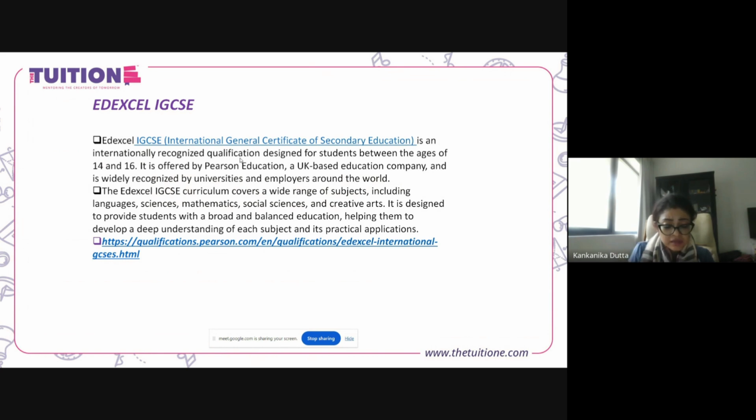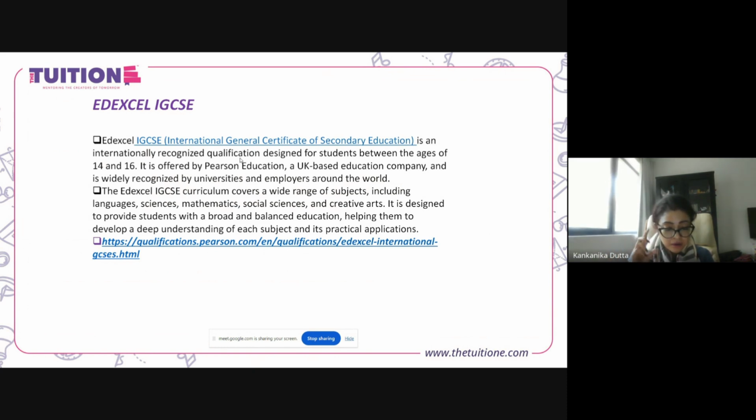The grading system of Edexcel IGCSE has also changed after 2016. Initially it was from A star to G, and now it is changed to 9 to 1. What I have told you about the GCSE grading system, the Edexcel IGCSE is comparable to that.